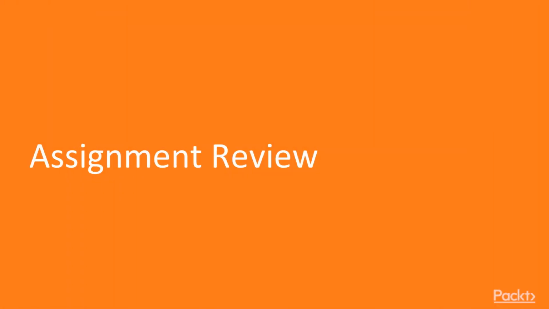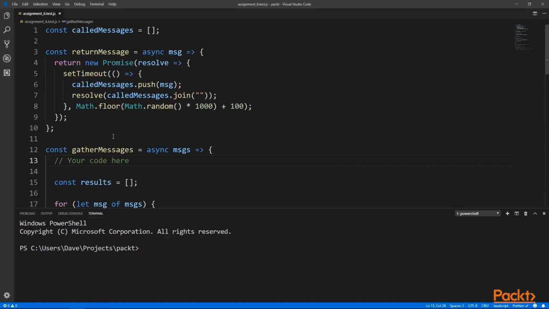Let's review my example solution for day 6's assignment. Our gatherMessages function is the main part of the assignment. So how could we have returned an array of messages in the same order that they arrived when we had a random delay become involved? You may have been tempted to use promise.all here, but this would have caused you some problems.